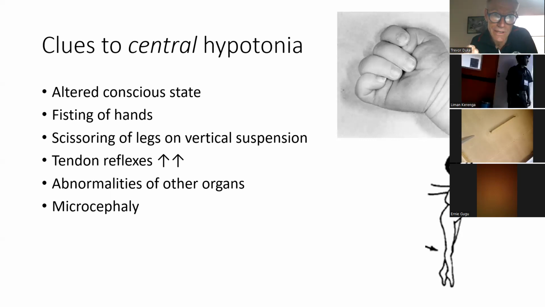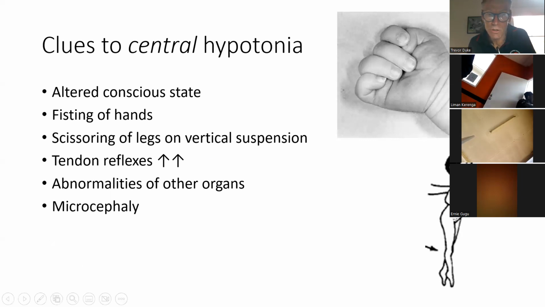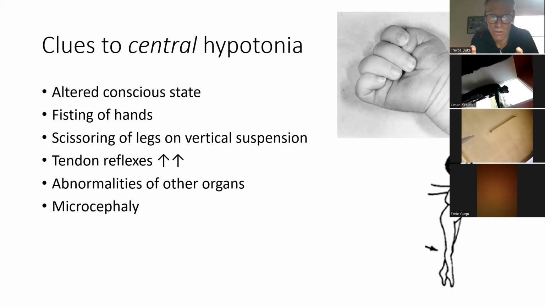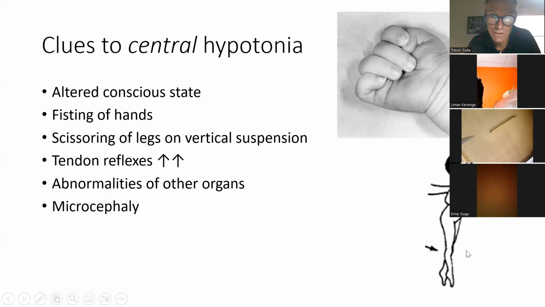Have a look at their hands. See if they've got scissoring of their legs in ventral suspension. So ventral suspension is you just hold them up under their arms, and just two things. You can feel whether or not their arms are floppy, as in their arms just go up when you hold them under their armpits. That tells you that they've got truncal hypotonia. And the other thing you can see is whether they've got scissoring of their legs in vertical suspension.